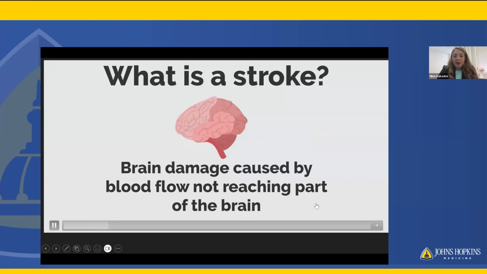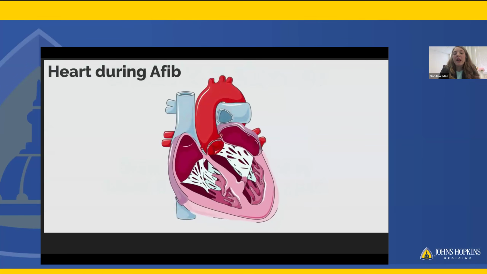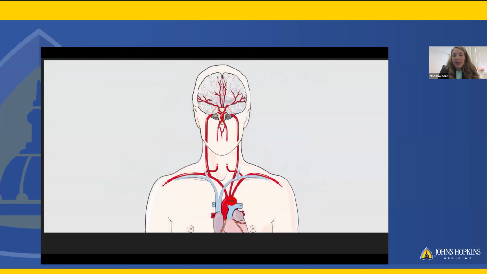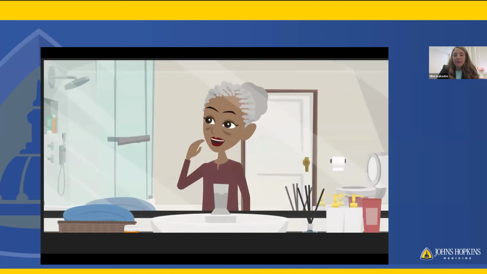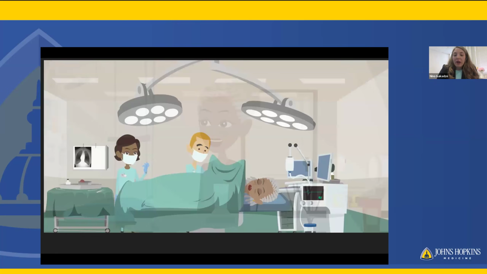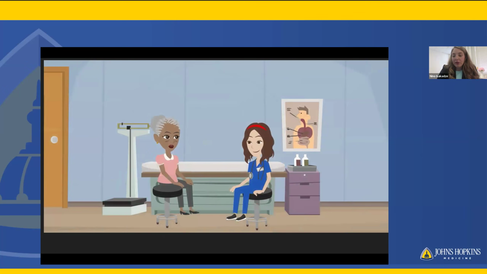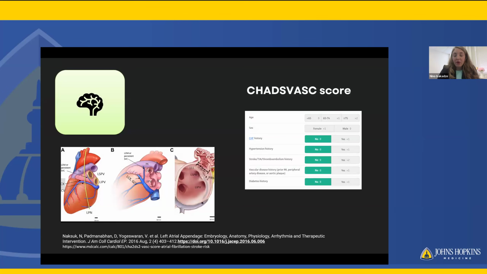And stroke is brain damage, which is caused by blood flow not going to the brain. So what happens is that when the top chambers are fibrillating, a blood clot can form, and that blood clot can move to the brain and cause stroke, or go to any other organs and cause damage there. So the options are either blood thinners, pills, or sometimes people may be eligible for a procedure where this stroke prevention can be performed. But it depends on your individual risks.